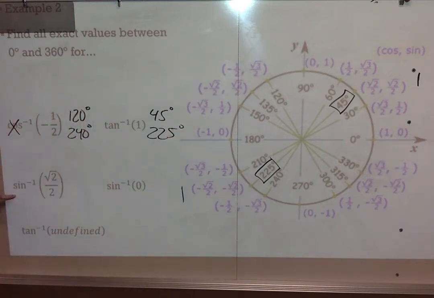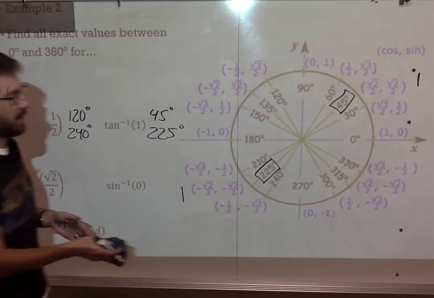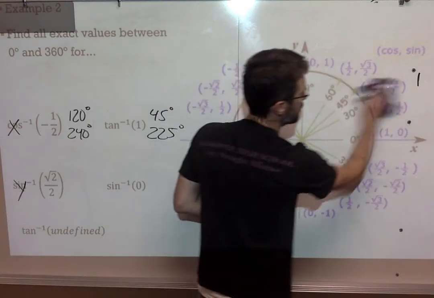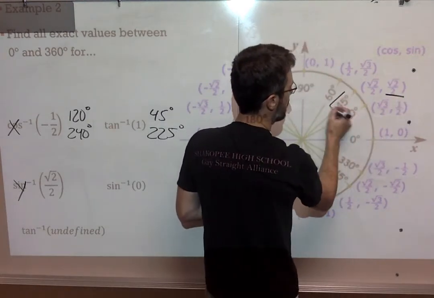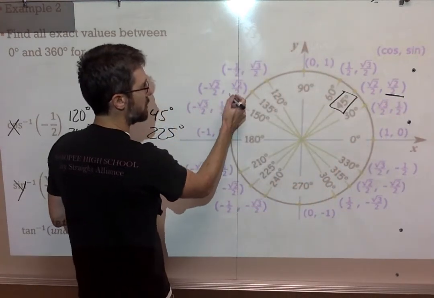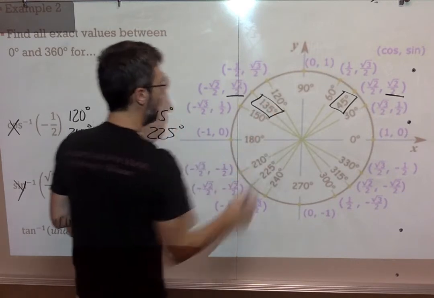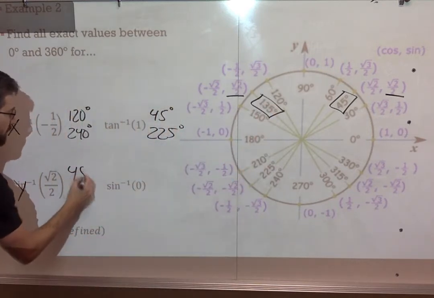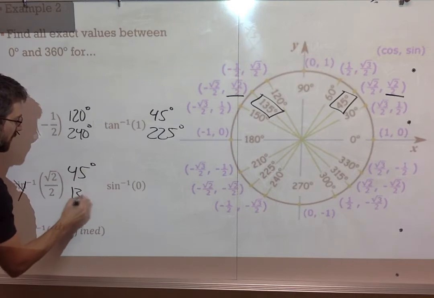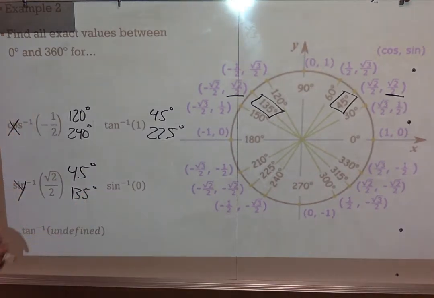All right, sine inverse of root 2 over 2. Sine is the y value. So where is the y value root 2 over 2? Two places. Right there at 45, also over here at 135. So 45 degrees and 135 degrees.